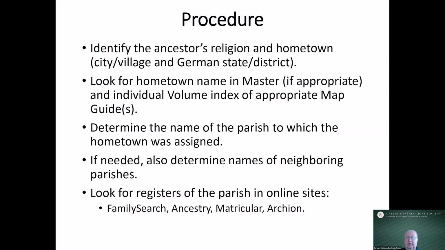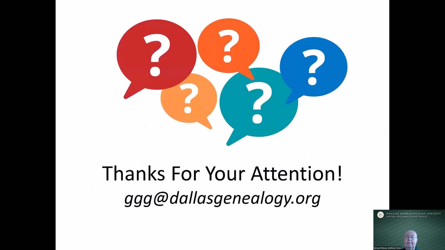And then you can also be looking on Ancestry. I thought I fixed all my typos. Matricula. Well, you don't want something to be perfect. That makes the gods angry. And then Archion. Again, with Archion, you can search for the parish. You just can't see the actual record unless you buy the subscription. But you don't buy the subscription until you know they have the parish you're interested in.